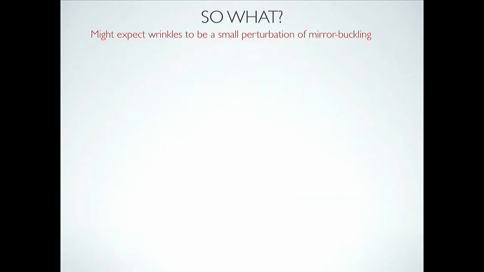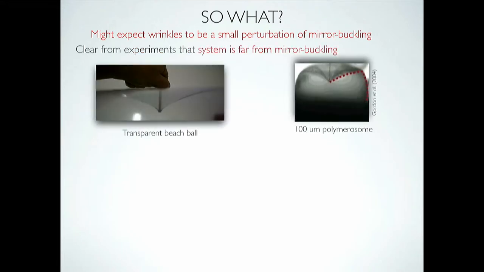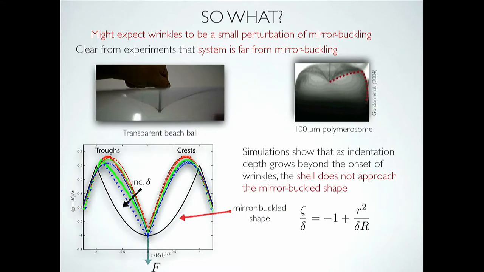So, this is the fourth line of your abstract, for those people who wrote abstracts with me. I've told you about wrinkling, but who cares? It might just be a small perturbation of mirror buckling. Actually, if you get yourself a transparent beach ball, or in these experiments on polymersomes, if you look through the side, you see it's got exactly the wrong curvature. I told you it should look like a spherical cap turned inside out, and it's got exactly the opposite curvature. And we see the same thing in our simulations.